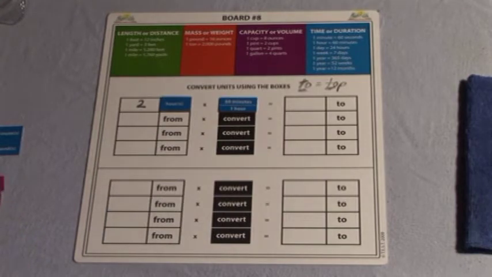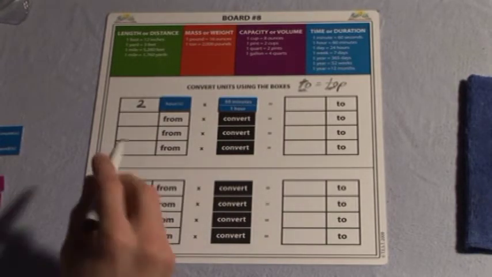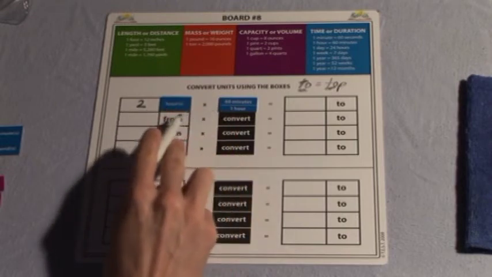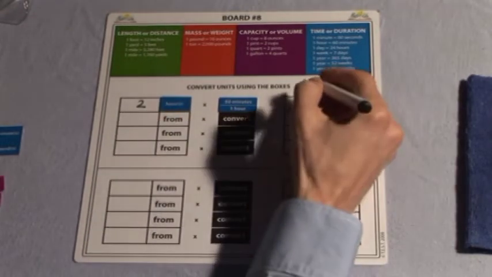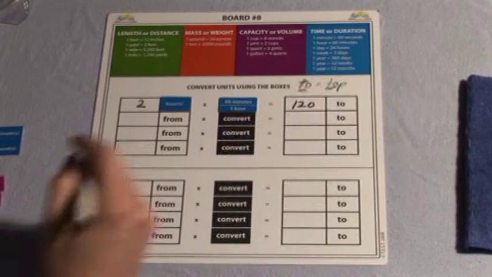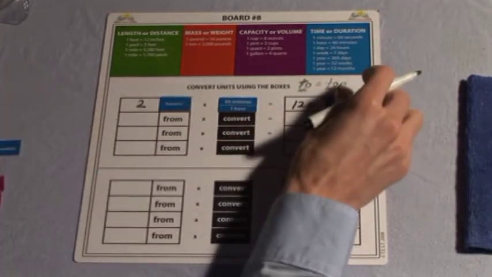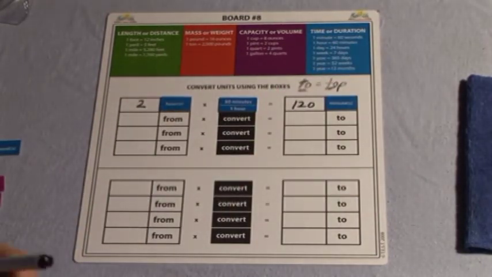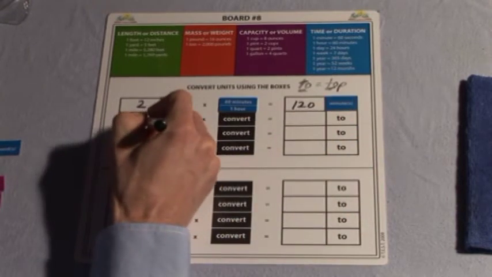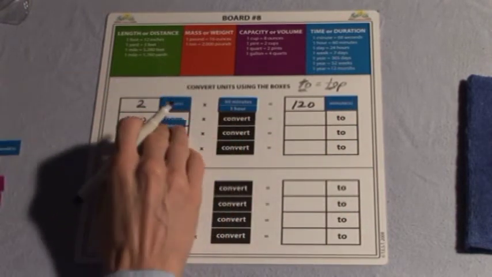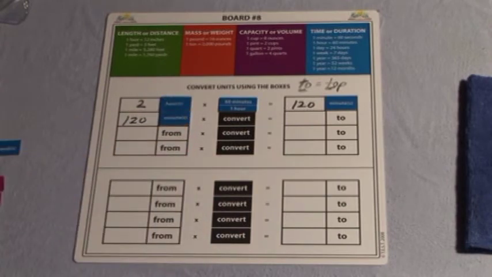The next thing we're going to do is make a calculation. We're going to multiply 2 times 60 divided by 1, which will be 120, and we want the units minutes. So we're going to carry this down to the next line, and we're going to place 120 minutes in this box, and the next conversion is going to be seconds.